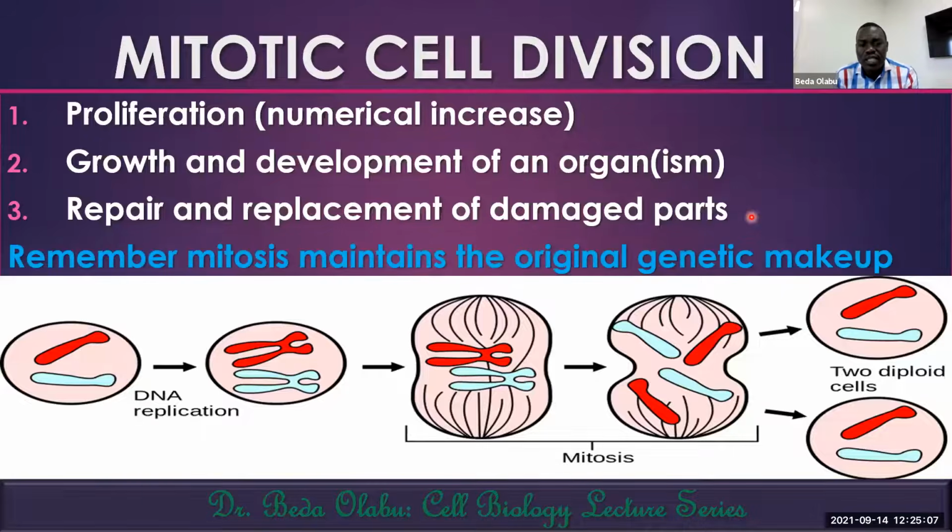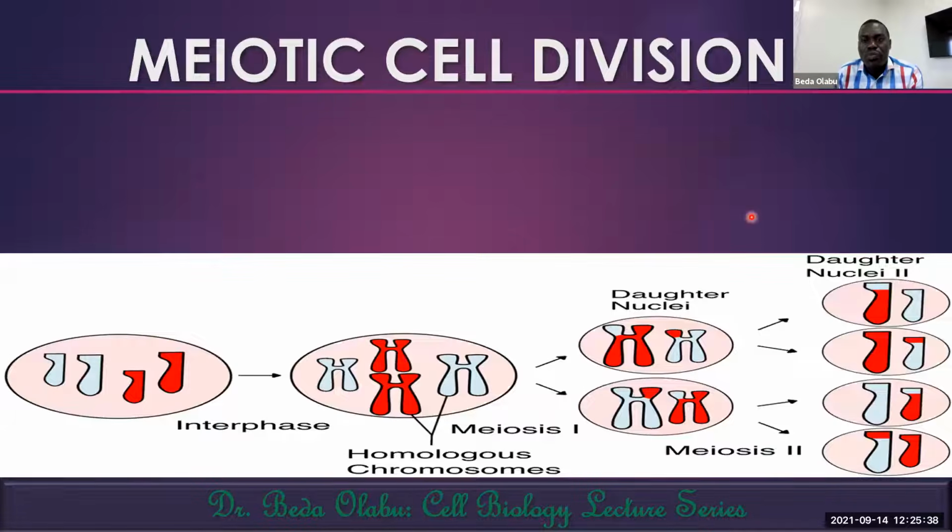Importantly, note that in mitosis, the original genetic makeup is maintained. So the daughter cells have the same amount of genetic material as the parent cell. The daughter cells will have 46 chromosomes, just like the parent cell having 46 chromosomes. Great. How about if it was meiosis?